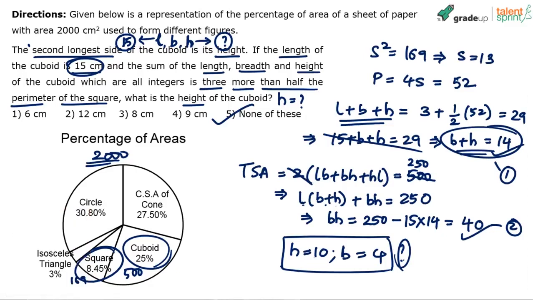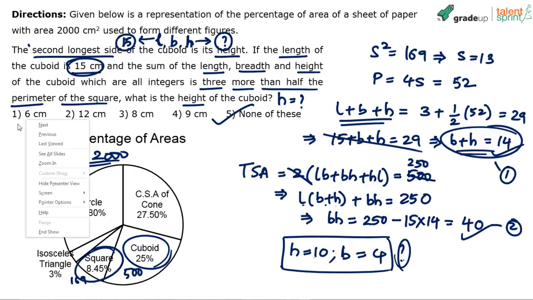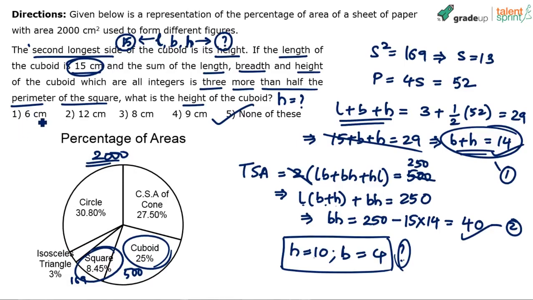If you are not getting this part of the solution, just go by options. According to option 1, height is equal to 6. Can the height be 6 first of all? Because if the height is 6, breadth comes out to be 8, since 6 plus 8 is 14, right? Can the breadth be more than height? No. So option 1 is eliminated straight.